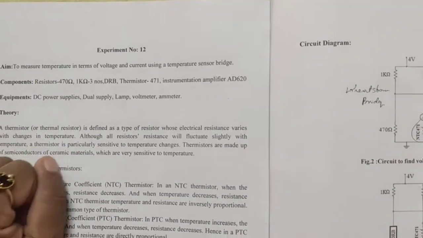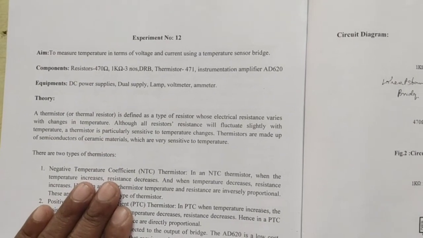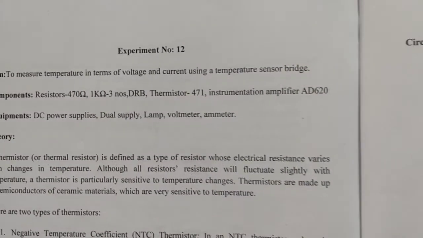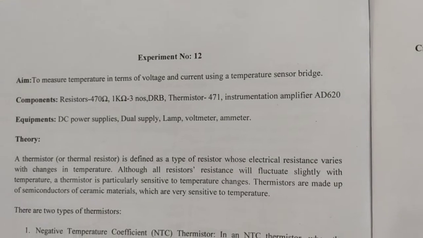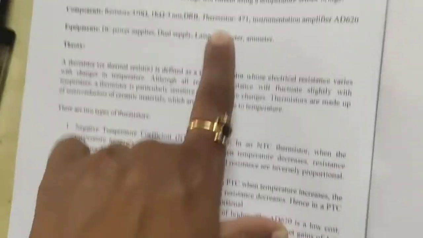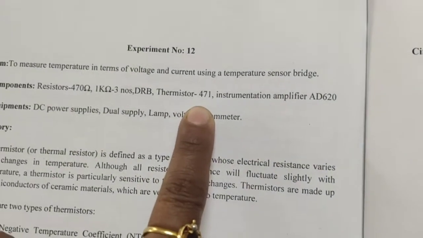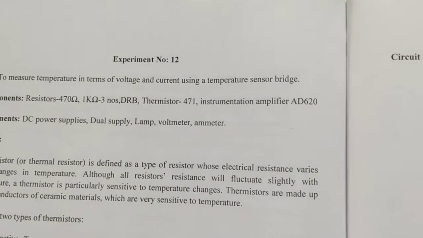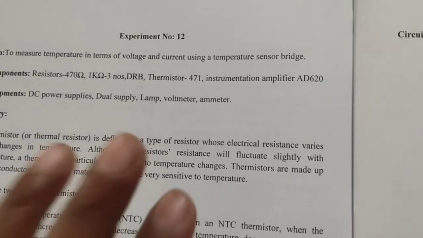Hello students. In this session we will conduct an experiment to measure temperature in terms of voltage and current using a temperature sensor bridge. The temperature sensor we are using is thermistor 471. You are using the thermistor and observing its characteristics and how it works.